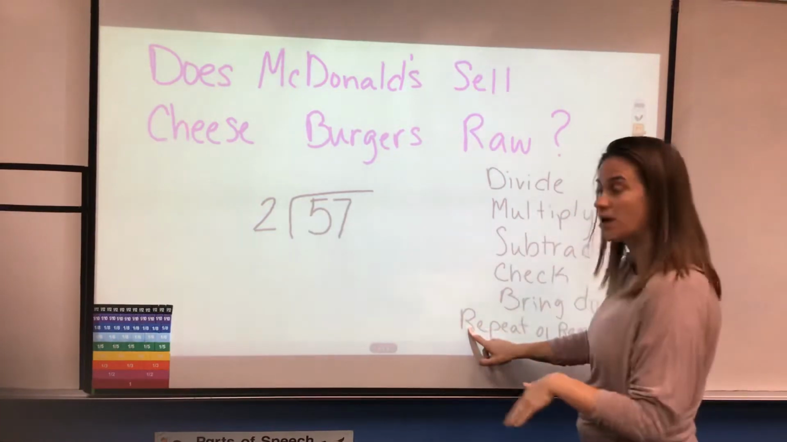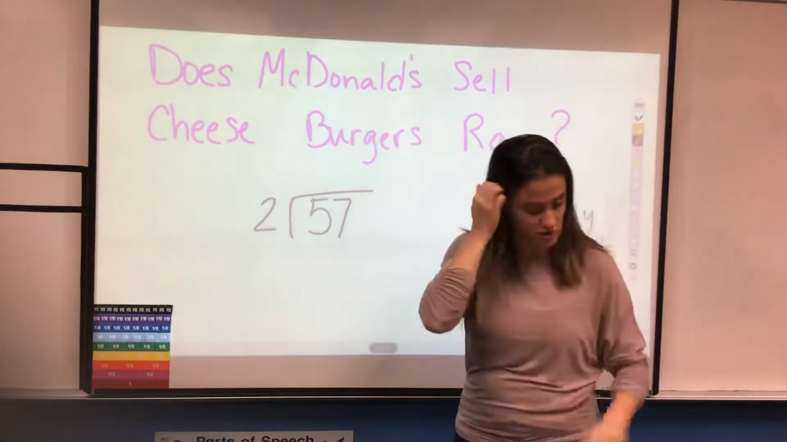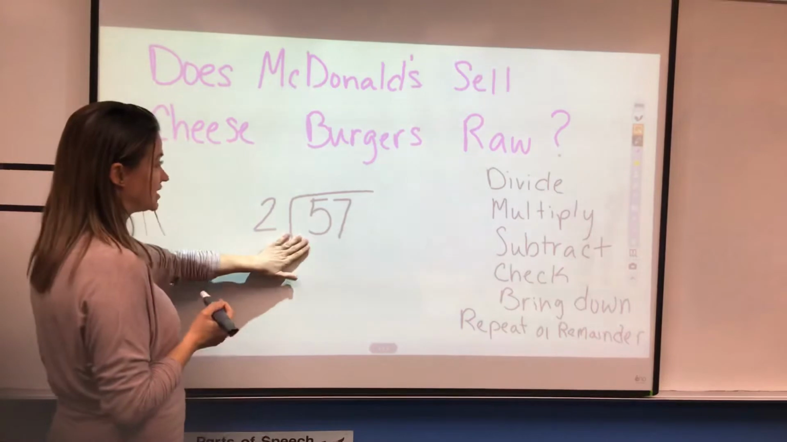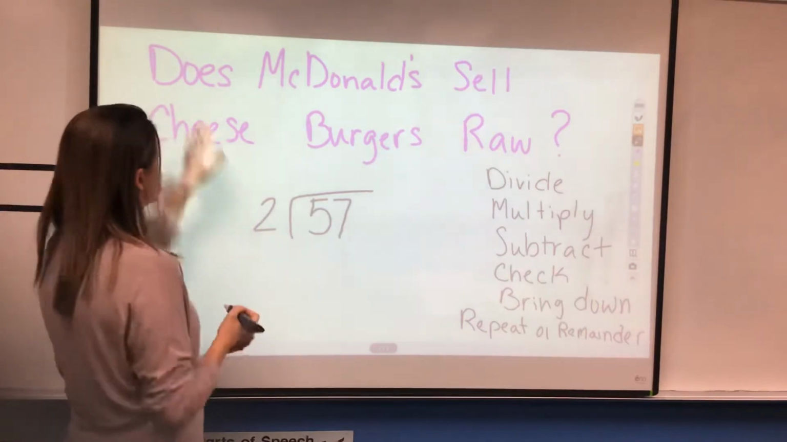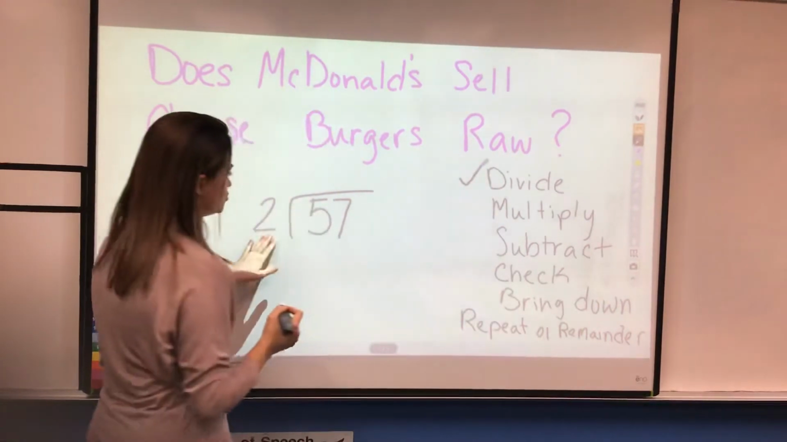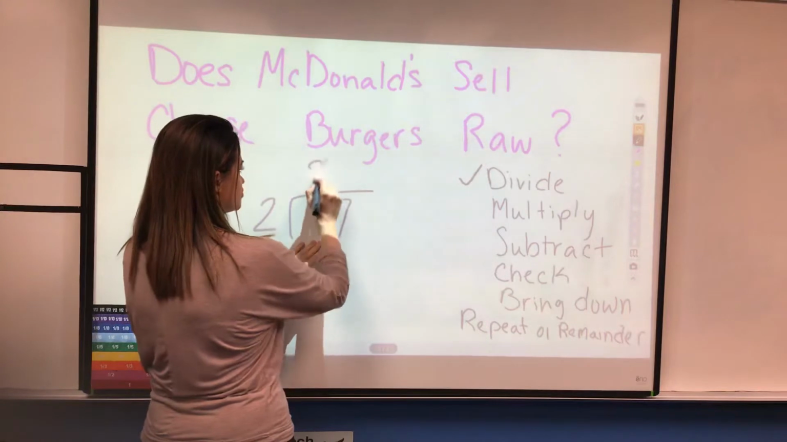And then the R at the bottom for raw is repeat or remainder. And I'll show you those steps. Okay? So our first step when we're dividing is to divide. So I need a D for divide. That's step 1. Check. 2 can go into 5. How many times? It's going to go in 2 times.